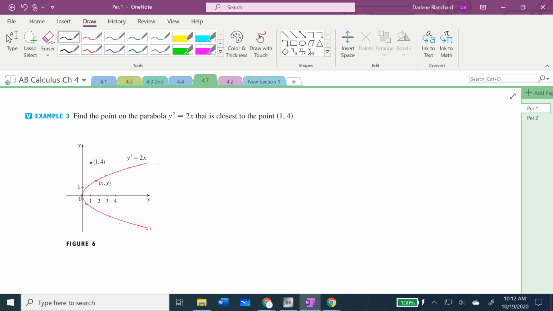So what exactly are we trying to optimize if we want to find a point on the parabola closest to 1, 4? What are we optimizing? Distance. We are optimizing distance between the point 1, 4 and some point on this parabola. Now the example gave us this generic point and said, hey, it's x comma y, to help you get started.